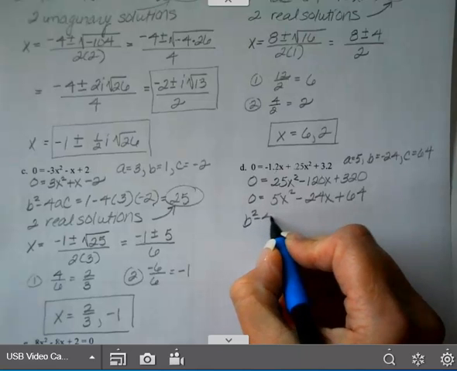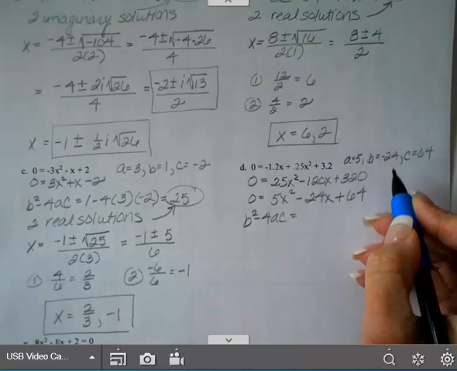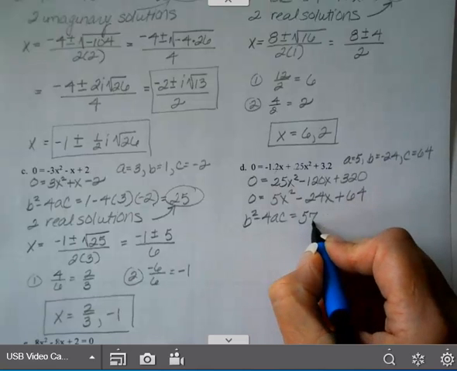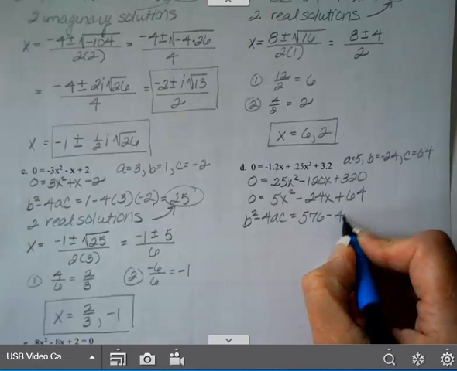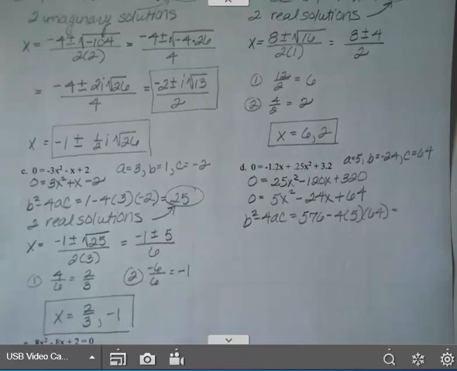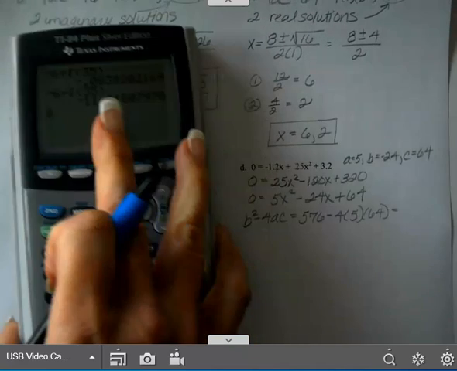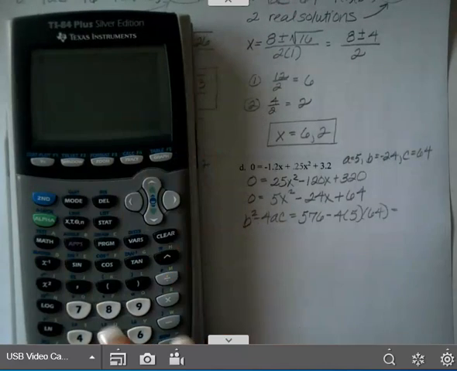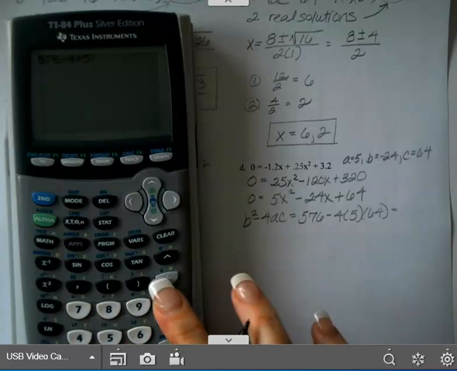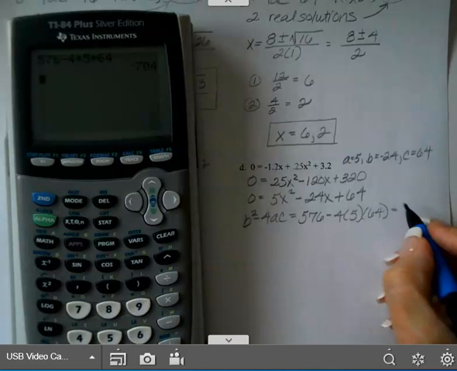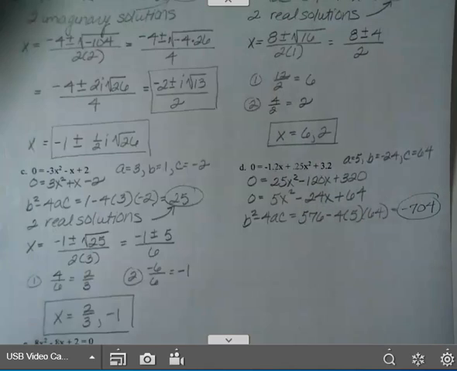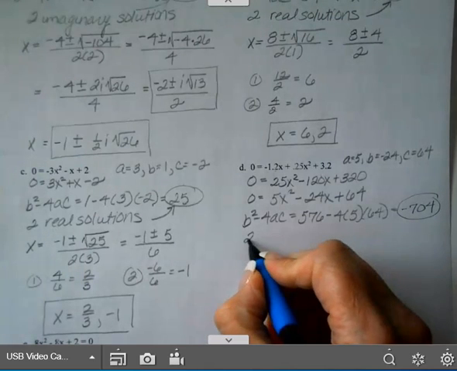B squared minus 4AC. When you square B, you'll get 576 minus 4 times 5 times 64. I don't know that off the top of my head, so let's look at our calculator. So 576 minus 4 times 5 times 64 gives us negative 704, which means, since that's negative, we're going to have two imaginary solutions.